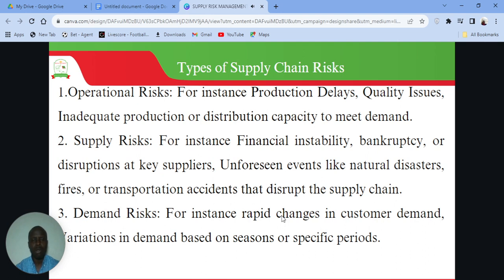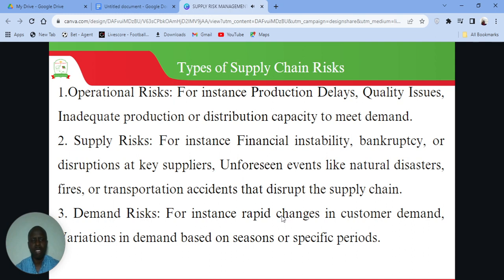And then we have what we call supply risks. This is contributed by financial instability, bankruptcy. Bankruptcy is where you do not have cash to be able to run your activities. Other forms of disruptions, like we have just discussed previously, natural disasters, transportation accidents. When an accident occurs and maybe goods were on transit, that is a risk that we had not foreseen when we were releasing these particular goods. And that's why we are saying that it's going to disrupt the supply chain.